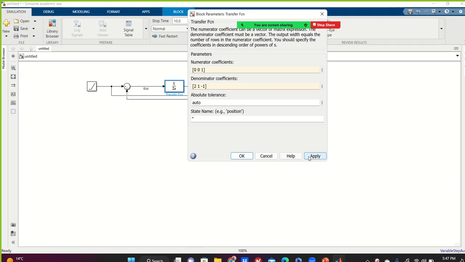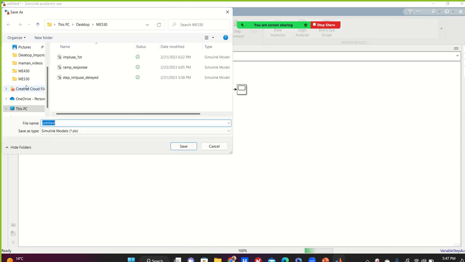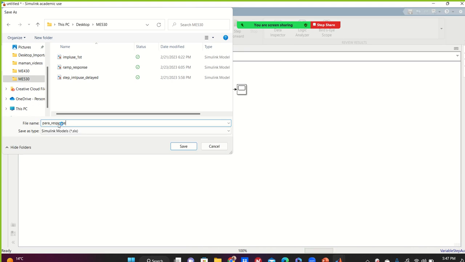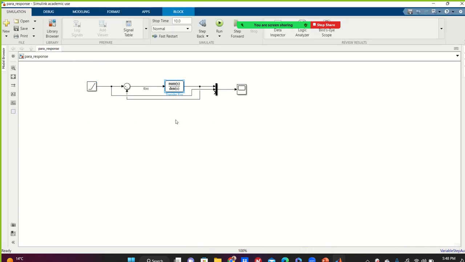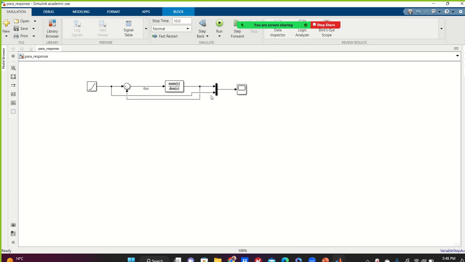So here we go. I'm just saving this as parabolic response. I'm not changing the ramp. I'm changing only the open transfer function. Okay, guys, first of all, I'm making this 2 as input to the system. And for now I only delete this. And I will put this as 15 seconds.